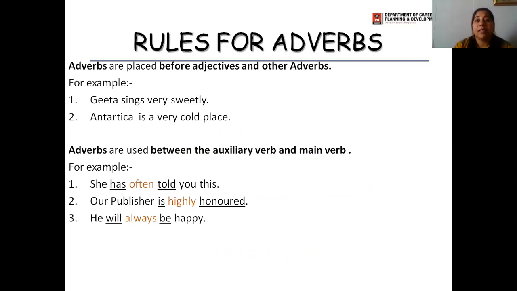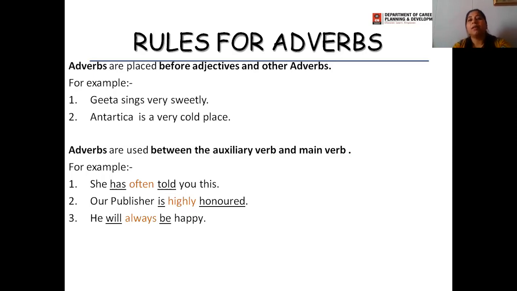Example: Geeta sings very sweetly. Geeta is a noun, sings is a verb, and sweetly is an adverb, right? When I am adding very, I am telling the quality of how sweetly she is singing. So it is the manner in which she is singing, right? I am using very along with sweetly to give more information about the adverb. So in the first instance, the adverb is qualifying another adverb.